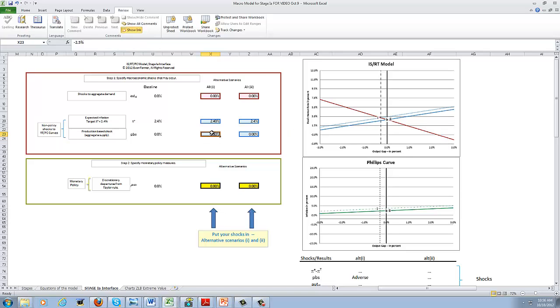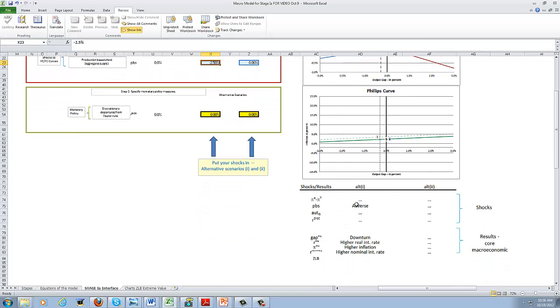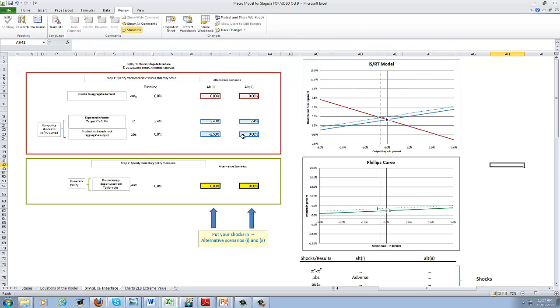Okay, so that's that. And we can see down here, looking at the verbal description, we have an adverse shock. It resulted in a downturn. It resulted in a higher real interest rate. We also, not surprisingly, got a higher inflation rate and higher nominal interest rate. Okay? Now let's make things a little bit more complicated. Let's say that we have a central bank that actually worries about perhaps the output gap in this period, although is probably not thinking about higher inflation in the future.